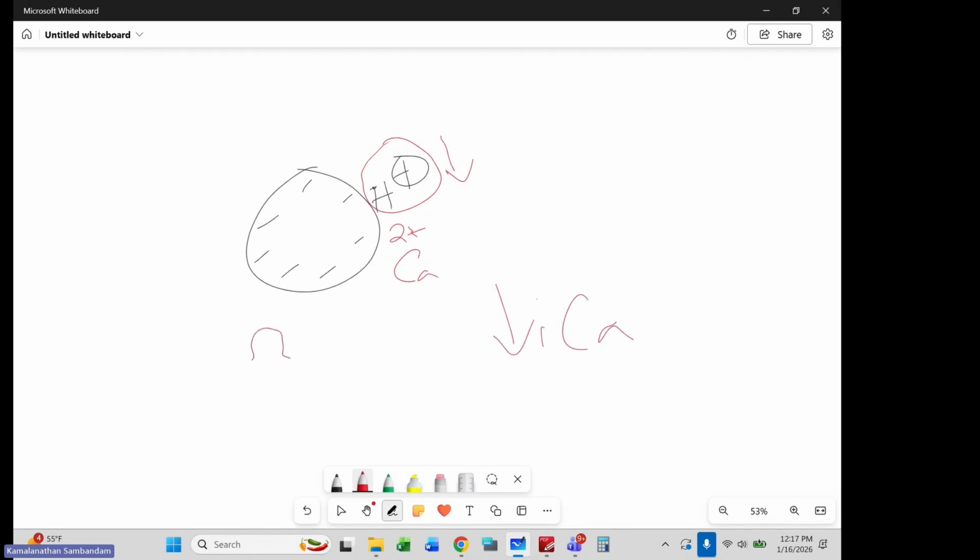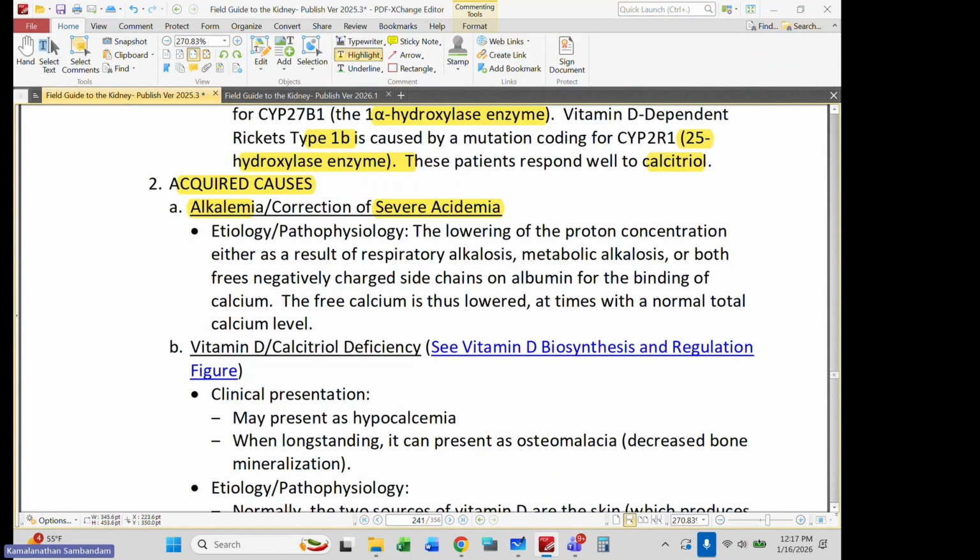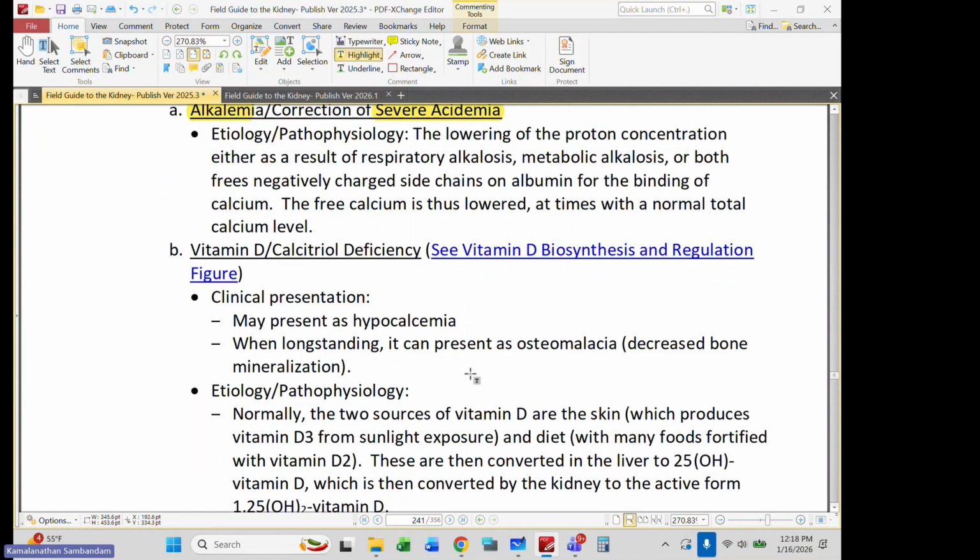Okay. The same would be true if I have the huge buffer pool that is provided by bone, right? It's calcium hydroxyapatite. Calcium is bound to carbonate as well as phosphate. And so when I displace protons from bone, bone also has the ability to start sopping up calcium, right? So that's another place that calcium goes when you correct severe acidemia or you develop alkalemia, right?